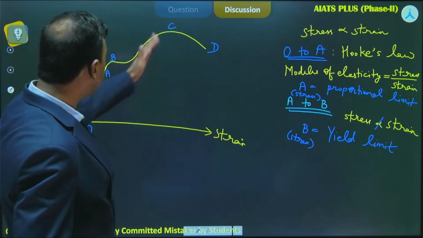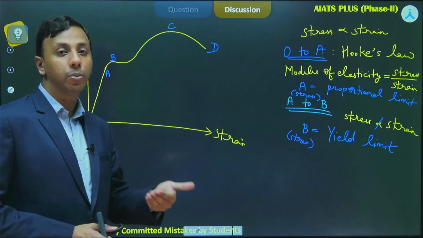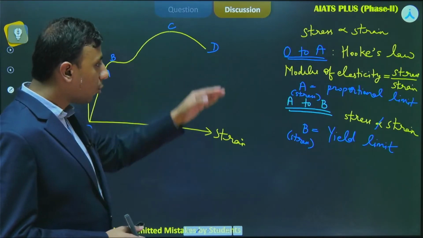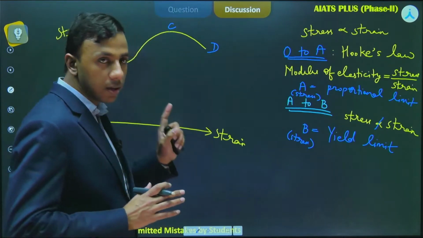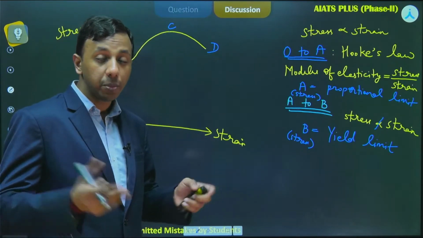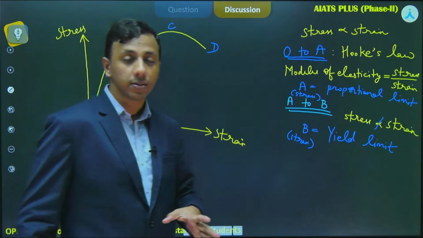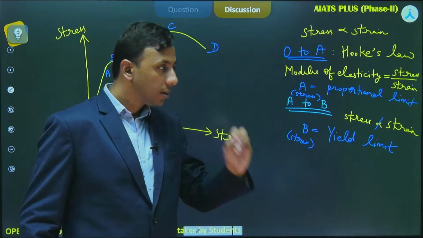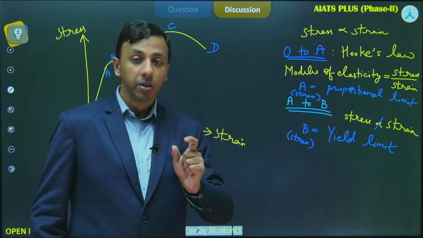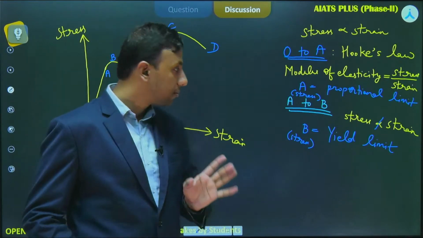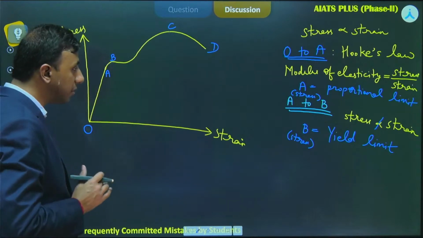Now what happens after B then? Obviously, after B that elasticity won't be there, because I just now said from O to B only elasticity is observed. So from B to C, there won't be any elasticity, which means if I am removing the stress at a point here, the object won't go back to its original position. There will be some permanent deformation from B to C.